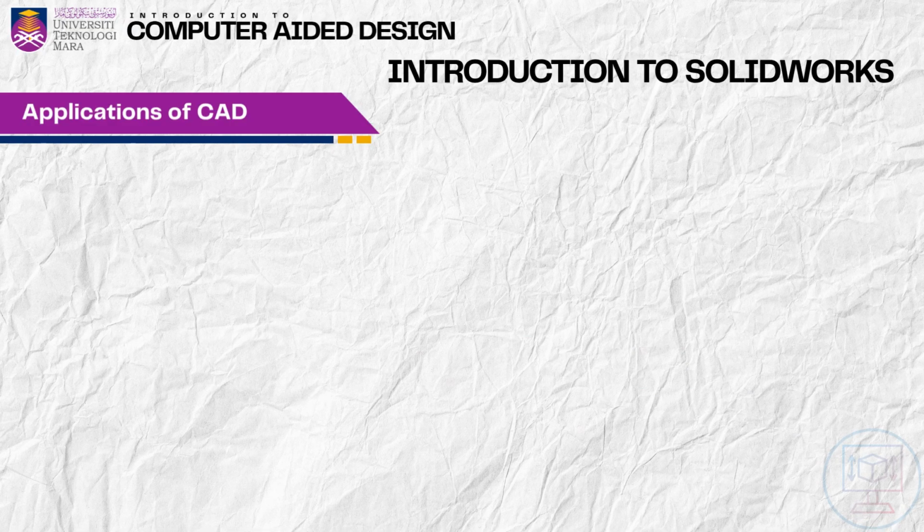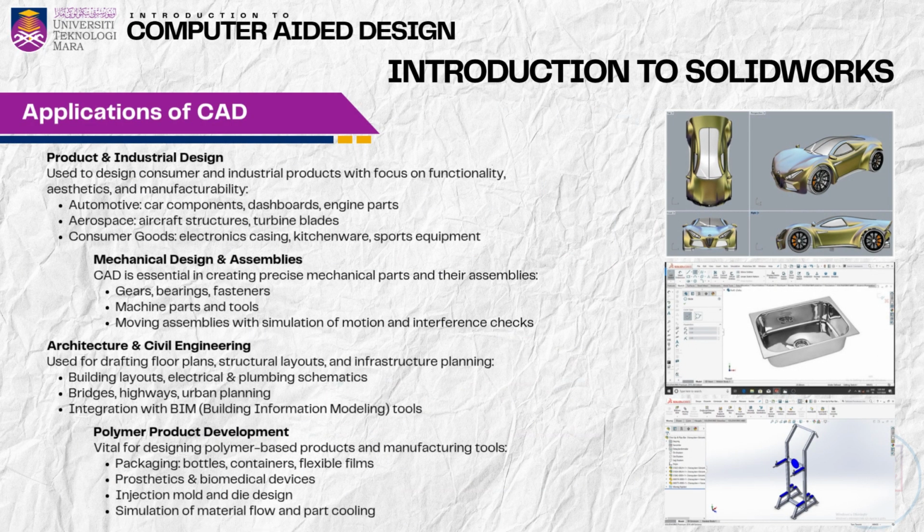So, where do we see CAD being used in the real world? Its applications are vast and span across numerous industries. In product and industrial design, CAD is widely used to design consumer goods and industrial products, focusing on how they function, their appearance, and how easily they can be manufactured. For example, it's used for designing car components like dashboards or engine parts, aircraft structures and turbine blades in aerospace, and even everyday consumer goods like electronics casings, kitchenware, and sports equipment.